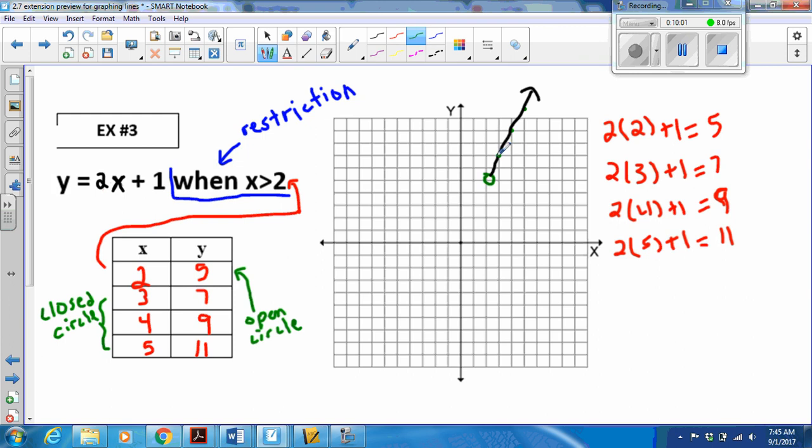Remember when I talked about array earlier on? That's what we're creating here, array. So we have a point, and we go from there, and then we draw an arrow. So make sure you do that, okay?